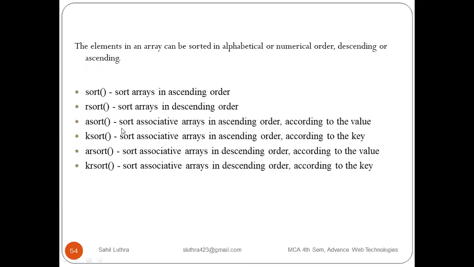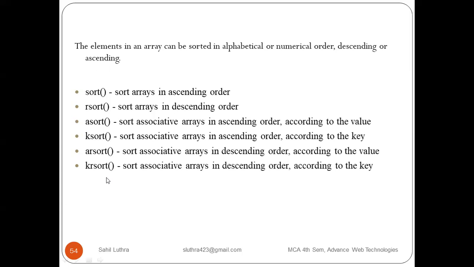And the next one is arsort, which sorts an associative array in descending order according to the value. Basically asort is used to sort the array according to value in ascending order, and arsort is used to sort the values of the array in descending order. Okay, and the next one is krsort. Krsort sorts an associative array in descending order according to the key. So whenever we want to sort the array according to the key in descending order, at that time we are going to use krsort.